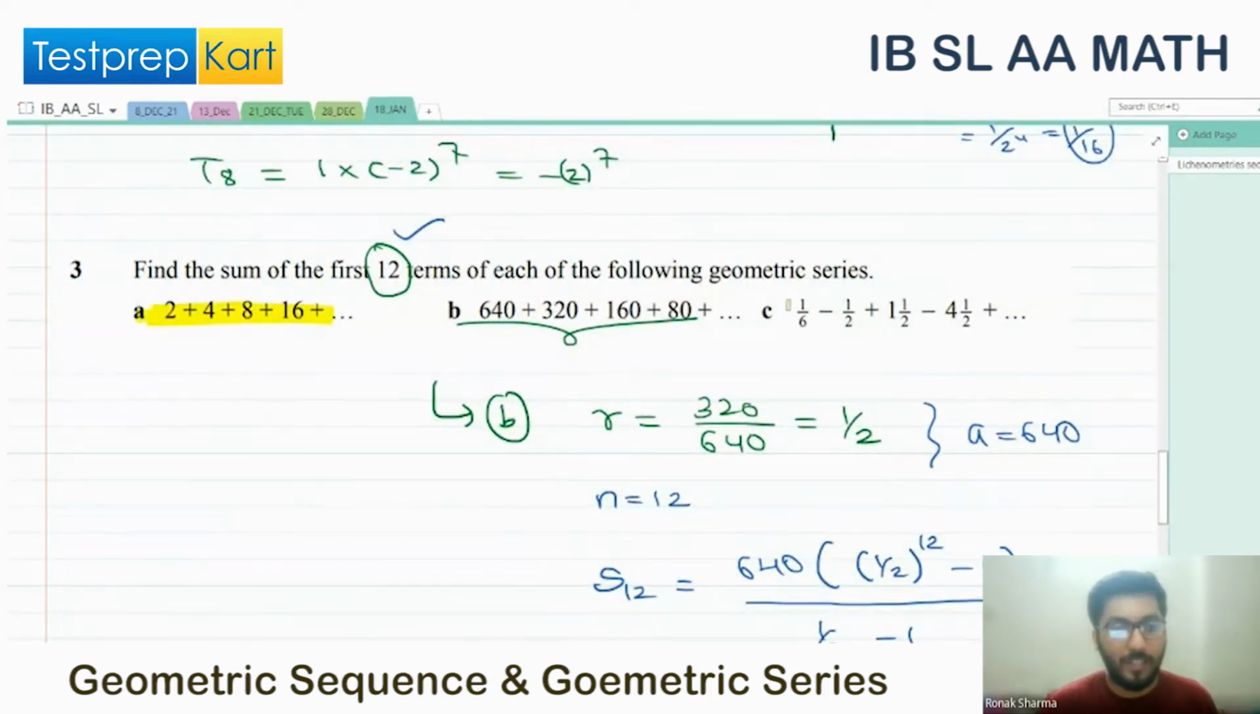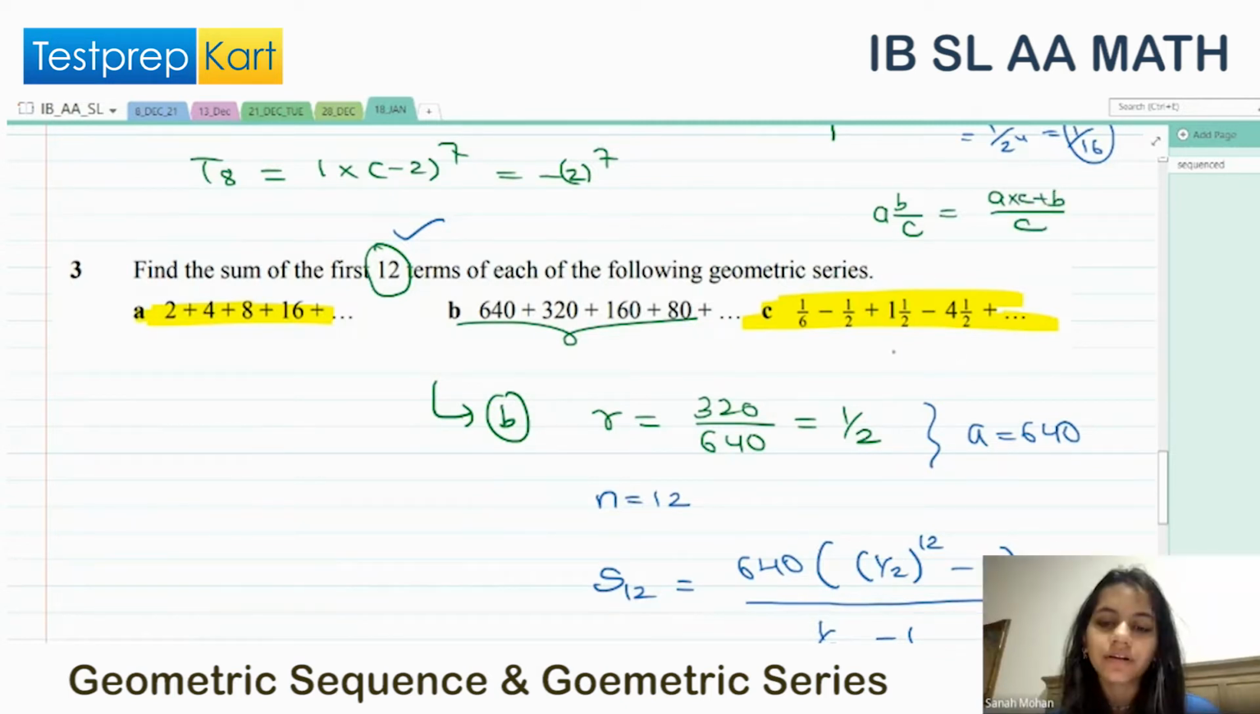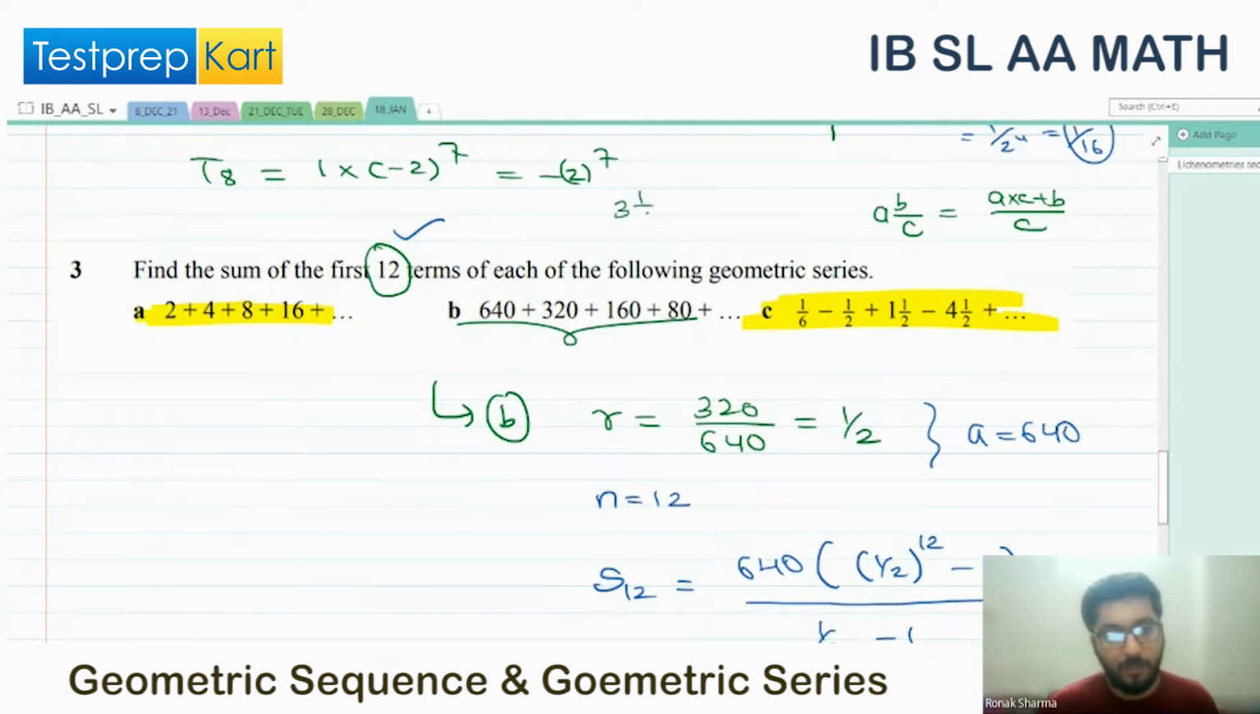Now solve the A and C part. I hope you know the mixed fraction. Like if I have A, B by C, I write it as A into C plus B by C. If I have 3 and 1 by 2, I will write 3 into 2 plus 1 by 2, basically 7 by 2. Go for A and C part.